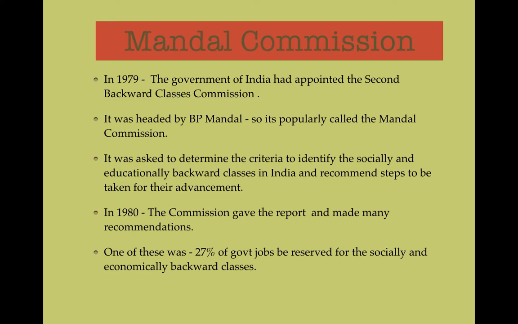So in 1979 the Government of India appointed a Second Backward Classes Commission. This body was headed by BP Mandal. Because of that, it is popularly known as the Mandal Commission. Now why was this Mandal Commission formed? What was the objective of forming this Mandal Commission or the Second Backward Classes Commission? The Second Backward Classes Commission and the Mandal Commission are the same thing. It's just that BP Mandal was the leader of this commission, so it came to be known as the Mandal Commission.